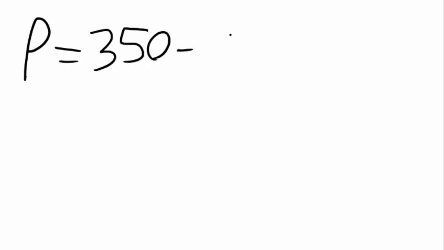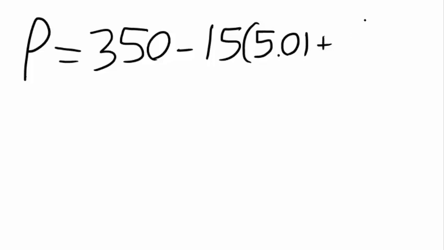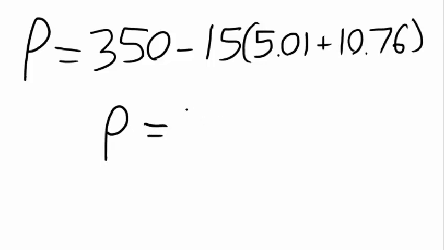Now, since we have both quantities, we can find our price for this good. And our price function was P equals 350 minus 15 times QA plus QB. And we now know QA to be 5.01, and we know QB to equal 10.76. And if we plug this into a calculator, we find our price to equal 113.45. So for whatever good firm A and firm B are producing, they will charge $113.45.